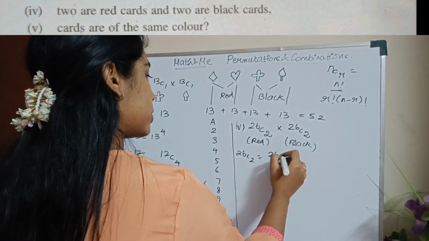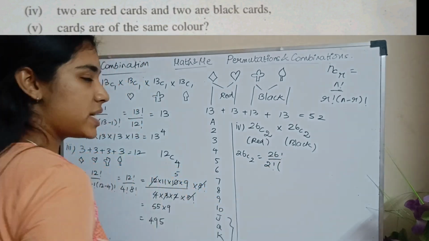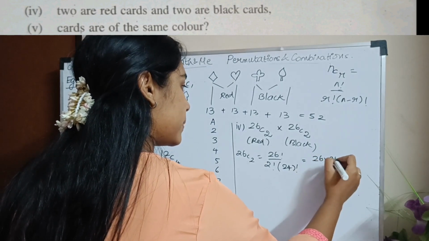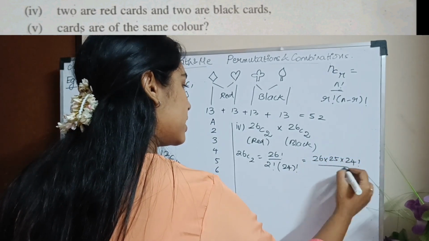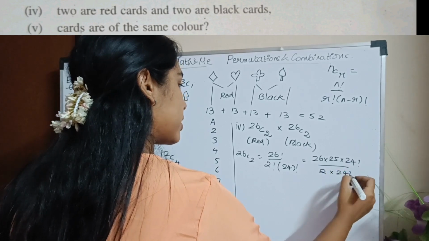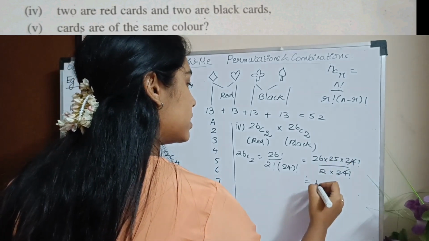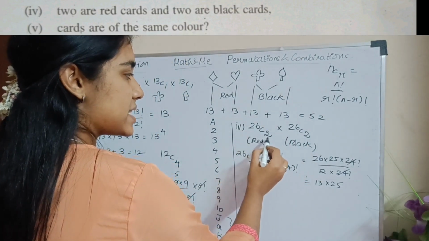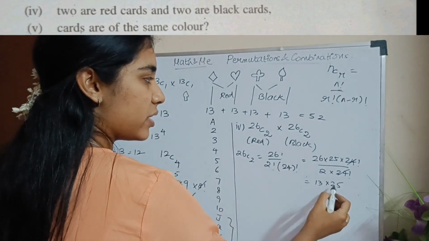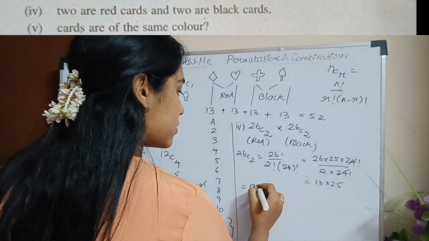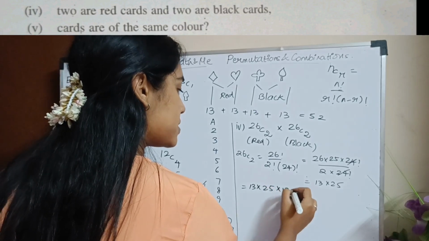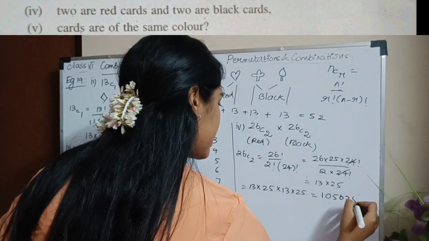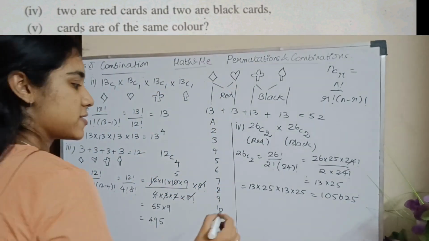26 factorial divided by 2 factorial times 26 minus 2, which is 24 factorial. So then I go 26, 25, 24 factorial divided by 2 into 24 factorial. So when I cancel, I'll have 13 times 25. So basically I have 26C2 times 26C2. So it will be 13 into 25 into 13 into 25. So my final answer would be 13 into 25 times 13 into 25, which will be 105625. Okay, please do the multiplication. I'm just writing the final answer.